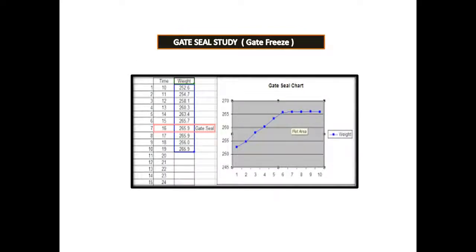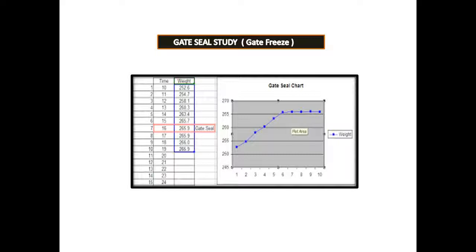So this would be one of our most important studies. It's the gate seal study, also called gate freeze, and we're establishing hold time. As you see, they've recorded 10 data points and times ranging from 10 to 19 seconds.